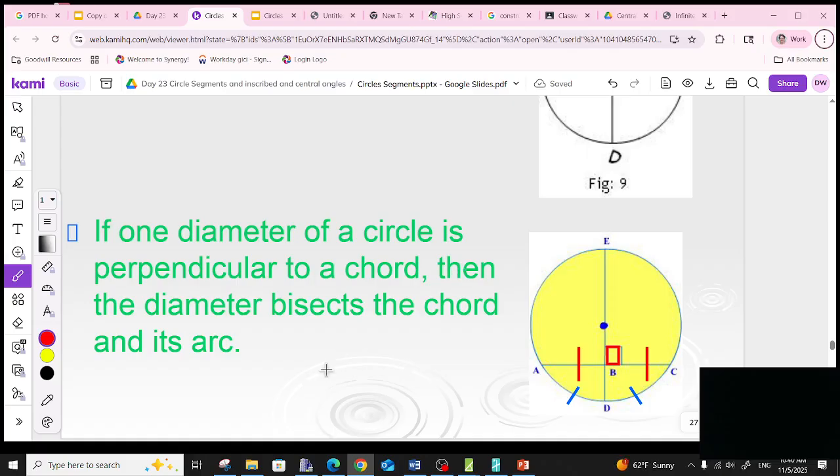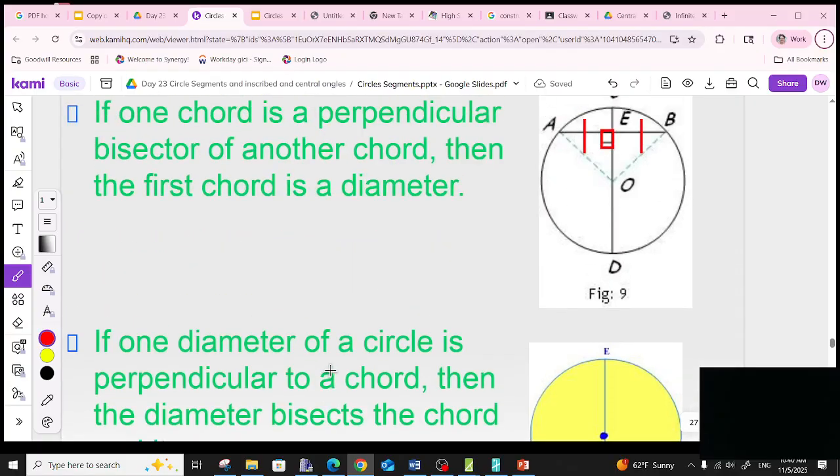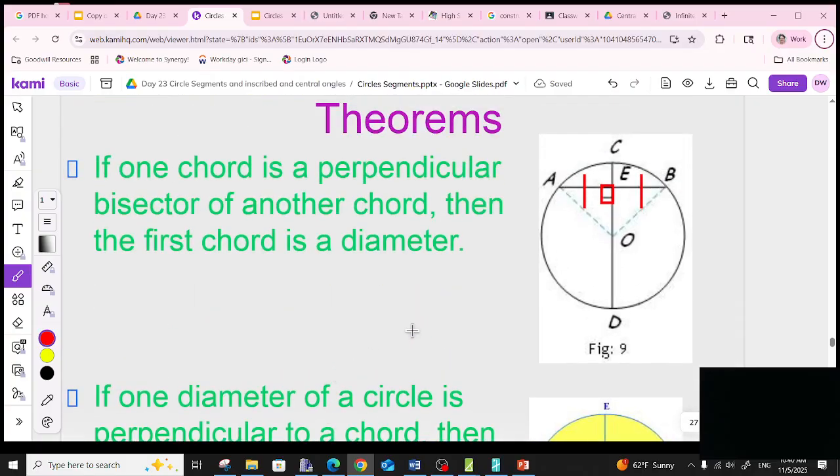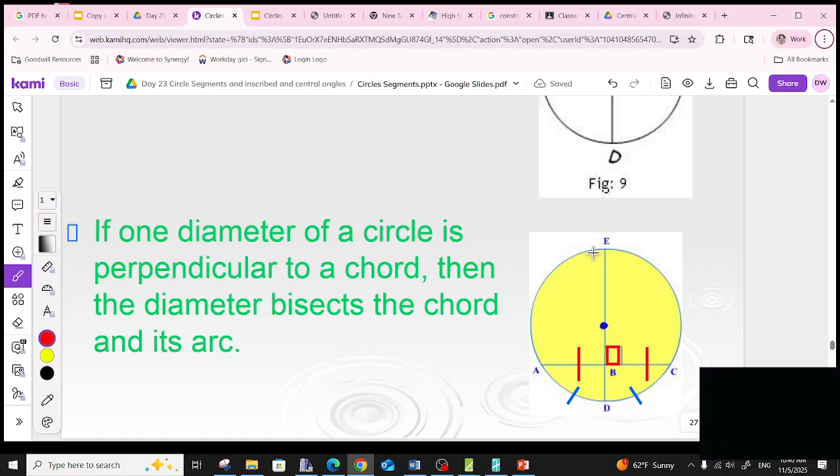So we were saying that if a chord has a perpendicular bisector, that perpendicular bisector is the diameter, right? And that if I know it's a diameter and it's 90 degrees, it's going to be cutting this directly in half.